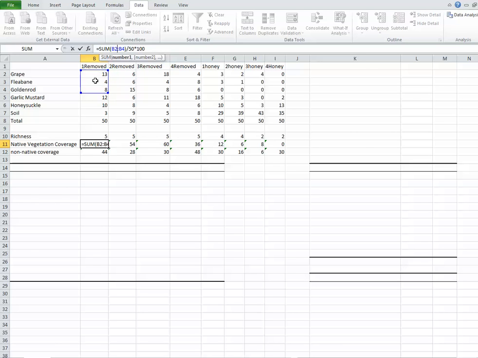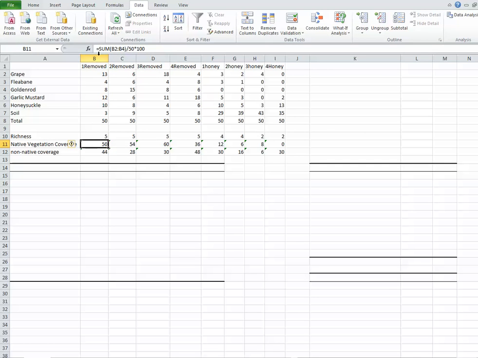So it turns out that 13 plus 4 plus 8 is 25. 25 of the 50 total spots had a native bit of vegetation in them. And so 25 divided by 50 is 0.5. Multiply that by 100, it's 50%. And that's what you get here, 50%.